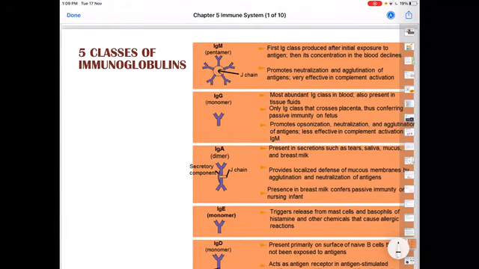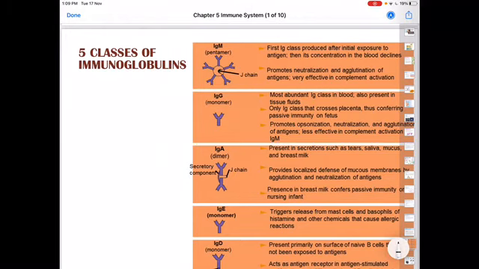The second class is IgG, or also called monomer. Most abundant Ig class in blood, also present in tissue fluid. Only Ig class that crosses placenta. Okay, maksudnya dekat sini dia satu-satunya antibody yang boleh cross placenta antara ibu dan anak.